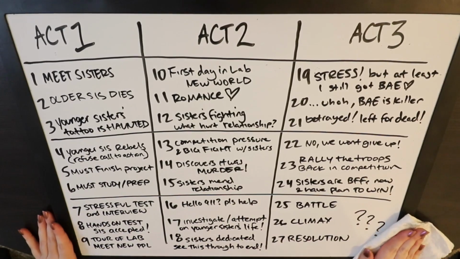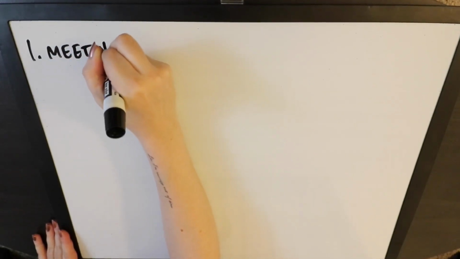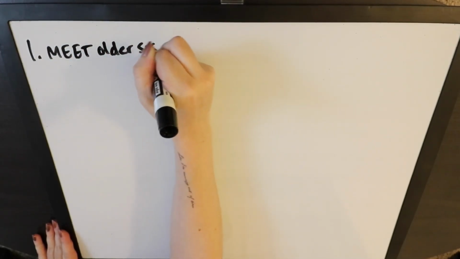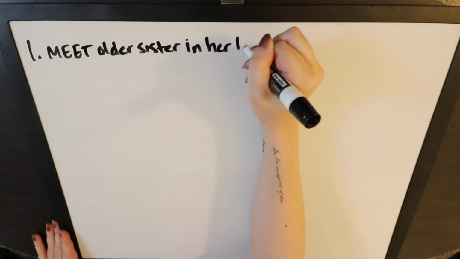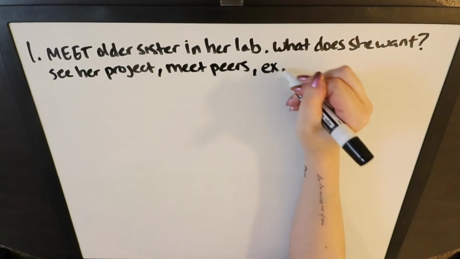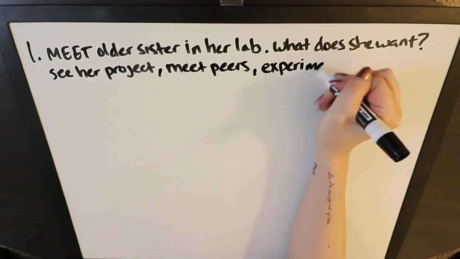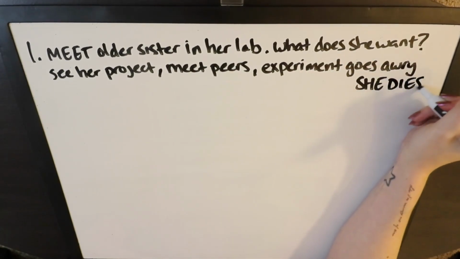So let's go back to the beginning. Let's go back to block 1 and take a look at what a more in-depth outline would look like. Because this is so vague, like, introduce the sisters. Great. How? So I've been brainstorming and trying out different possibilities in my head, and this is what I'm currently thinking. In chapter 1, we meet the older sister. She is in the lab, working on her project, interacting with the people in the lab who the younger sister meets later on, and then the older sister's experiment goes wrong and she dies at the end of the chapter.